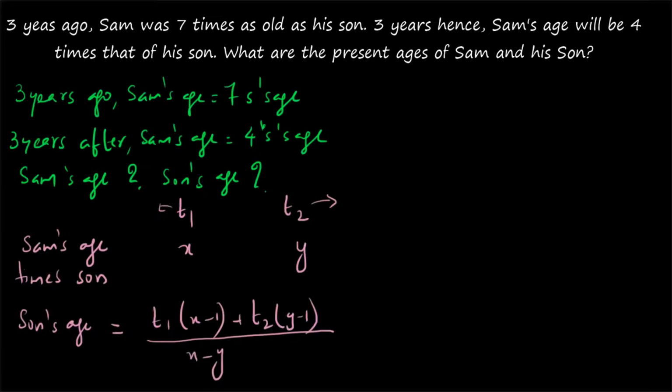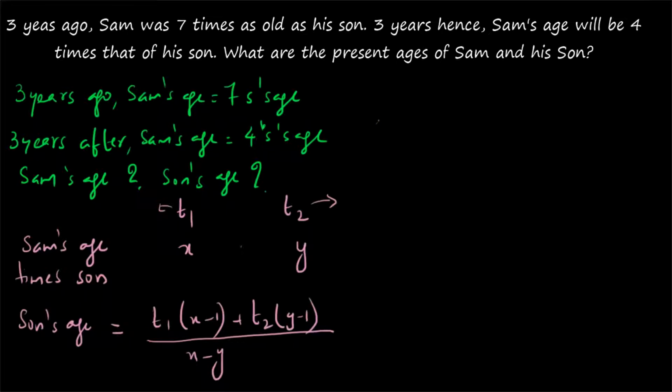When it was the present relation, we used to take the difference between the present relation and the past relation, or in this case the difference between the future relation and the present relation. Here you just take the difference between the number of times T1 years ago and T2 years after. So now let's apply the formula here.